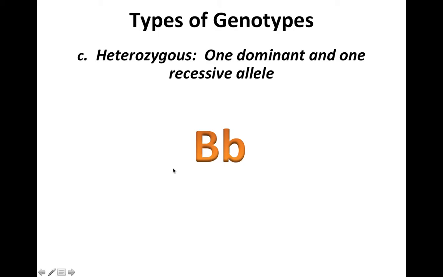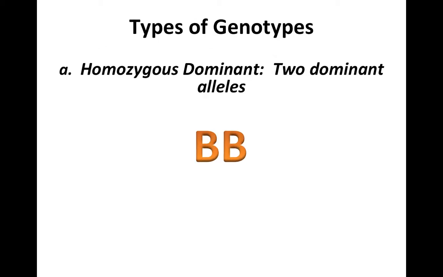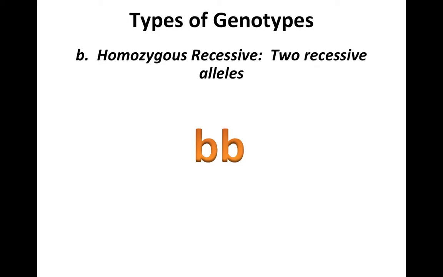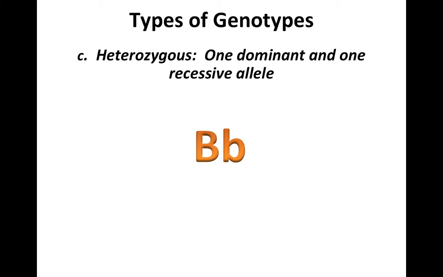Now remember I said that if I have one dominant allele, that one always goes first. So one dominant and one recessive allele, that is heterozygous. Again, we have homodominant, two dominant alleles. We have homorecessive, two recessive alleles. And we have heterozygous, one dominant and one recessive. Those are my three possible genotypes. You've got to know those because on tomorrow, if I say heterozygous, you got to know what that is.